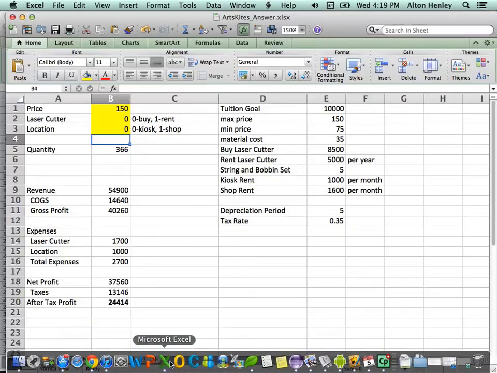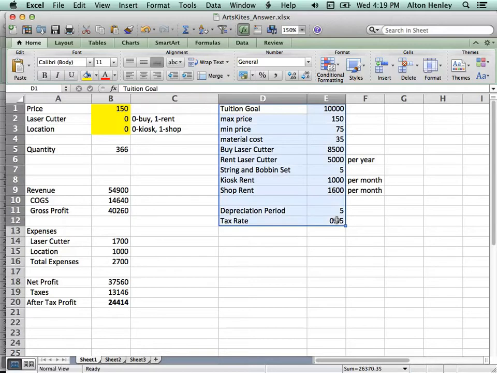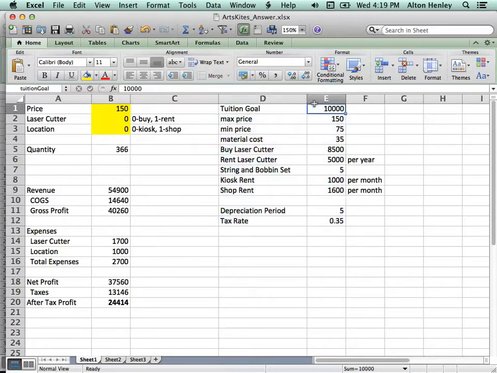Now, when we look at the model for Arts Kites, as you can see over here on the right, what I do for all of my cases is I document the data that's in the case. Therefore, there's not hard-coded numbers within my equations. So tuition goal was one of the things they said in the case. They said that he thought he could charge between $75 and $150 for his kites. So that was information that was in the case. He said the materials to make a kite was $35. That was also information that was in the case, and so on. So here I have all the information that was in the case.